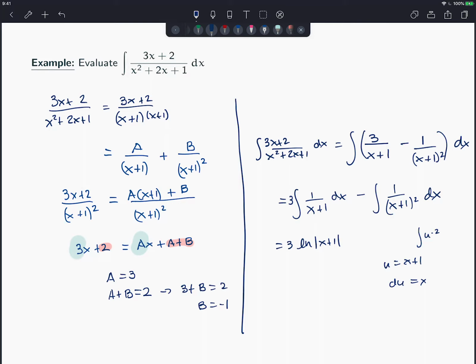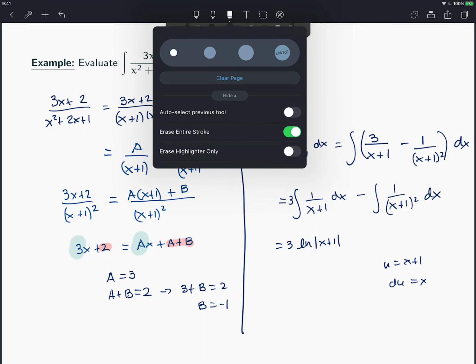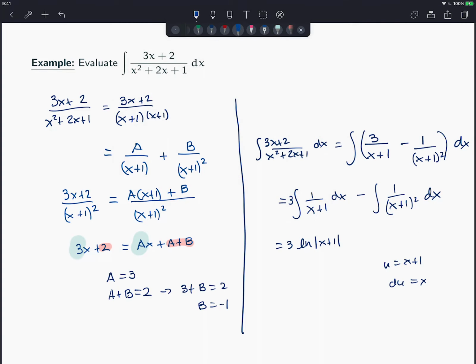So my integral for the second term turns out to be, I'm not going to write explicitly the substitution, negative from this negative, but then I'm going to have x plus 1 to the negative 1 divided by negative 1. I'm going to leave it like that so you see what happens. So those two negatives combined, I get 3 natural log of absolute value of x plus 1 plus 1 over x plus 1 plus a constant.